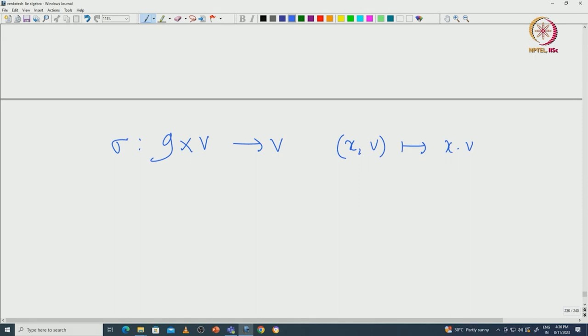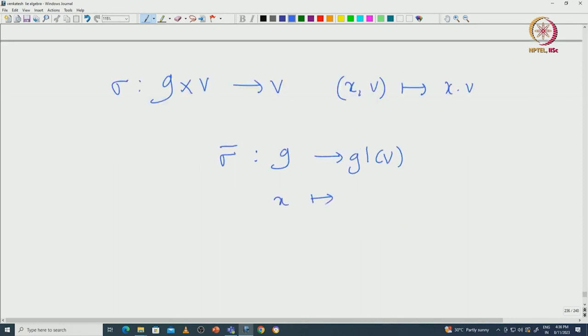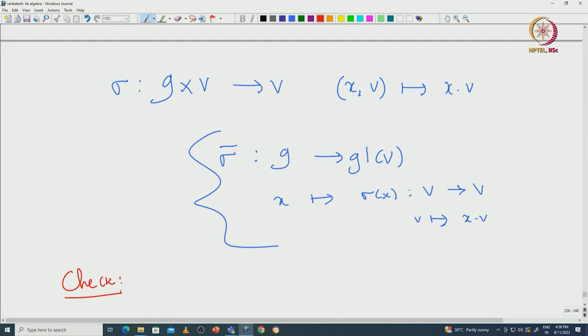Then you can actually define phi, or sigma tilde, whatever, maybe call it sigma bar, from g to gl(V), given by x goes to sigma x, from V to V, where v goes to this x dot v. This way you can define sigma bar, and I urge you to check, this is again purely checking, that sigma bar is a Lie homomorphism.